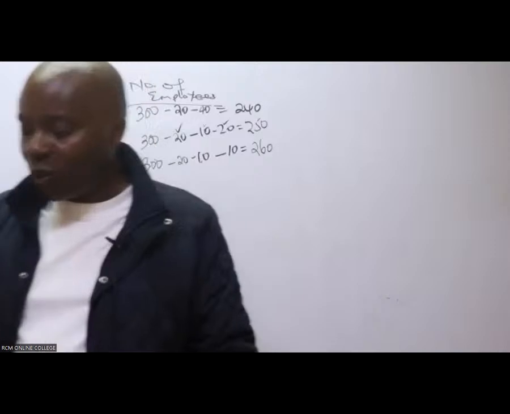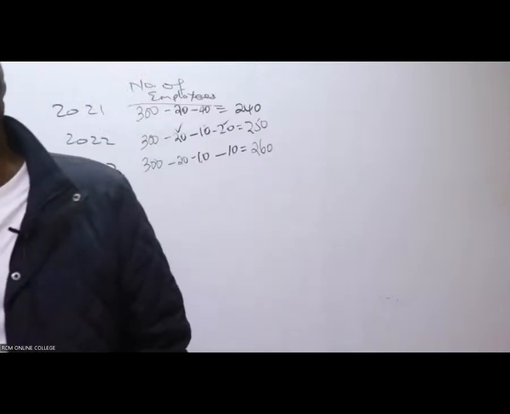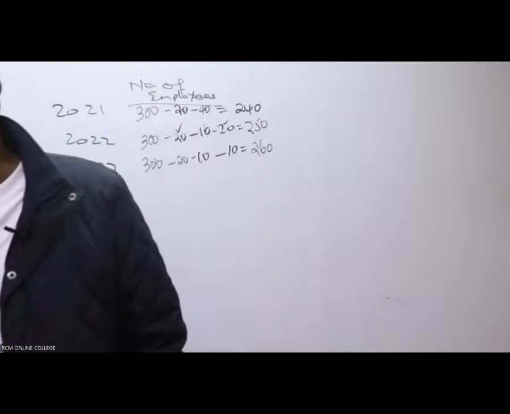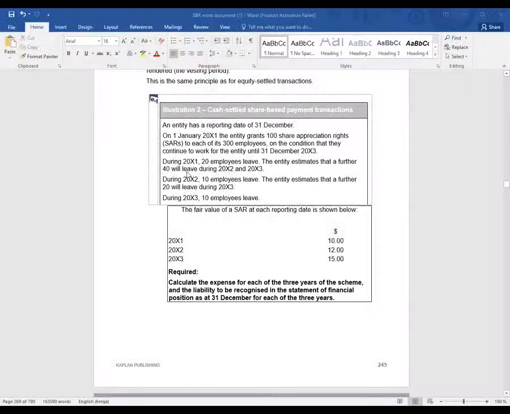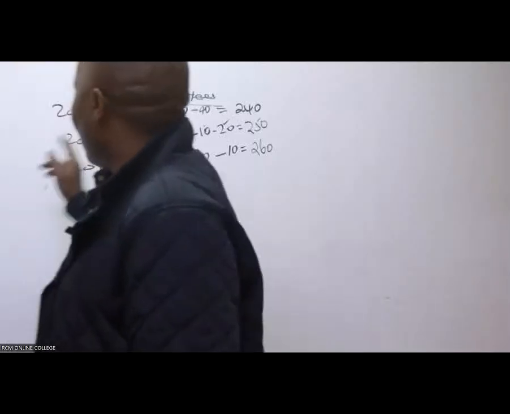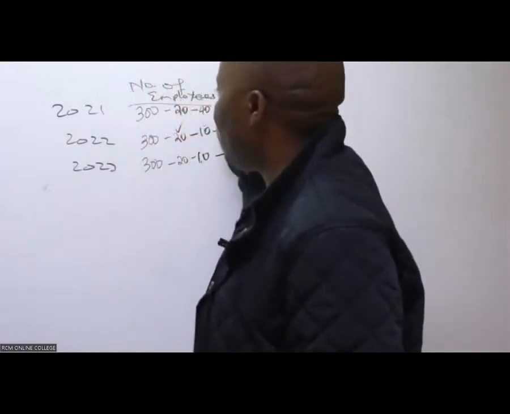So when you come to 2022, check here. What have they told us in 2022? You see, we start from the beginning of 2021. During 2021, 20 employees leave. The entity estimates that a further 40 will leave during 2022 and 2023. You know, it's an estimate. So then I'll be able to make an adjustment. In 2021, I will say minus 20 here, minus this further that will leave in the future.